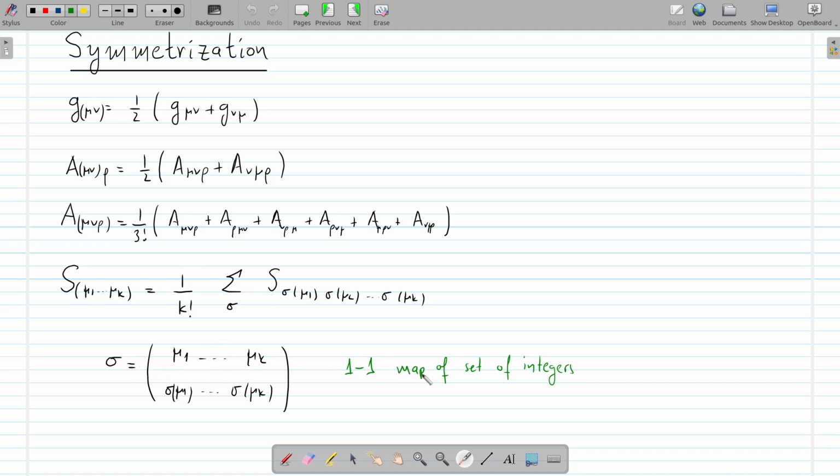It is a one-to-one map from a set of indices to another that gives us the same number of indices here, but the integers here have just been moved around. So that is the one-to-one requirement here for the map. So here the summation over sigma means the summation over all possible permutations of mu1 through mu k.